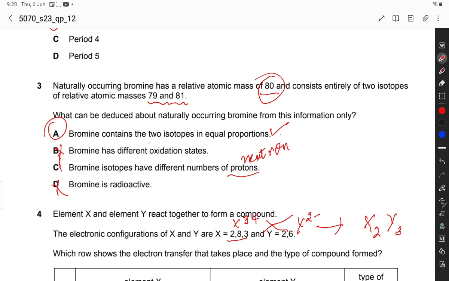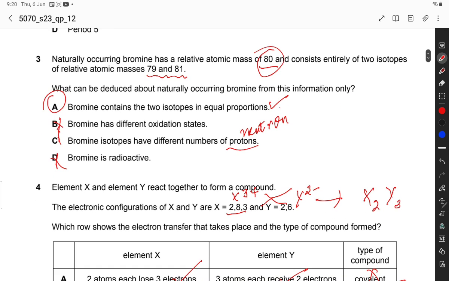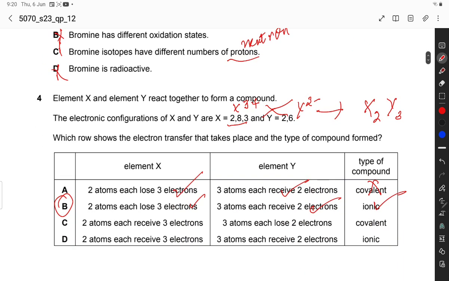Yes, this is the correct option, because one atomic mass is 79 and the other is 81, and they are present in a 1:1 ratio. So that's why it contains two isotopes in equal proportions. A option is correct.